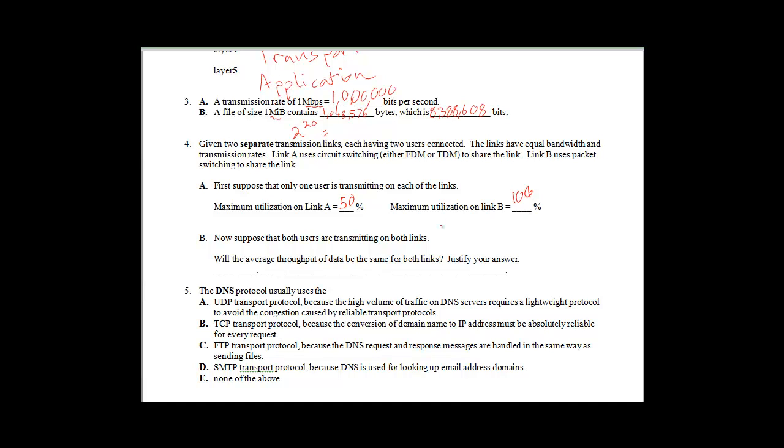But now we're considering both users are transmitting on both links, and we're going to also assume here they're both transmitting as much as they can. So will the average throughput of data be the same for both links? And this one's kind of tricky, but the answer is no. The reasoning here is that the packet switching network has overhead from the packet header.